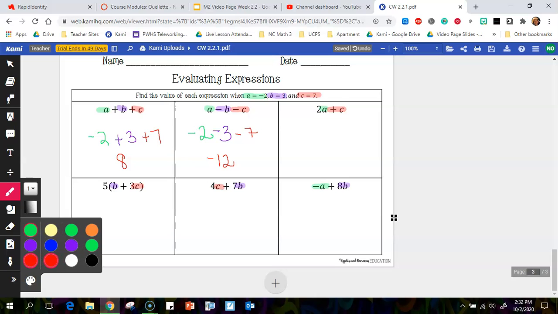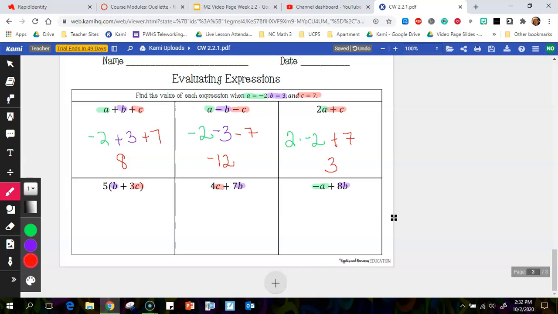All right, the next one is 2 times a, which is 2 times negative 2, and then plus 7. We have to do order of operations, so we have to do this part first. Negative 4 plus 7 is 3. And then we have 5 times b, which is 3, plus 3 times 7. So that's 5 times 3 plus 21, 5 times 24, and that is 120. All right, I want you to do these.